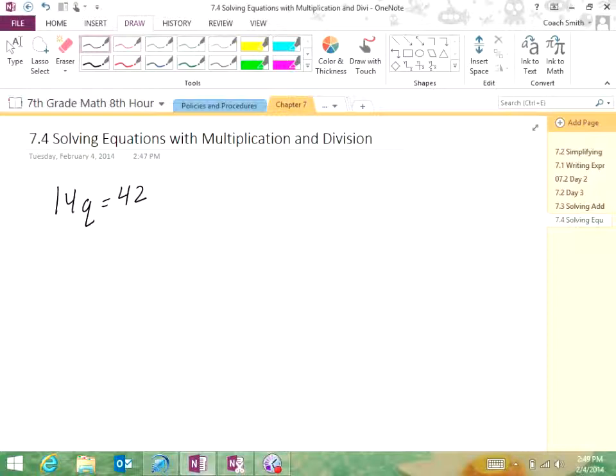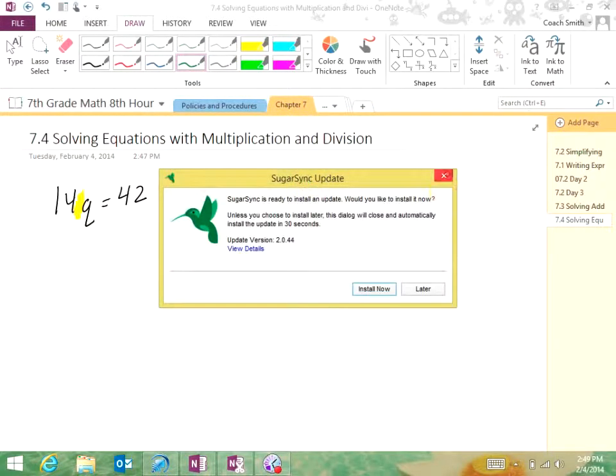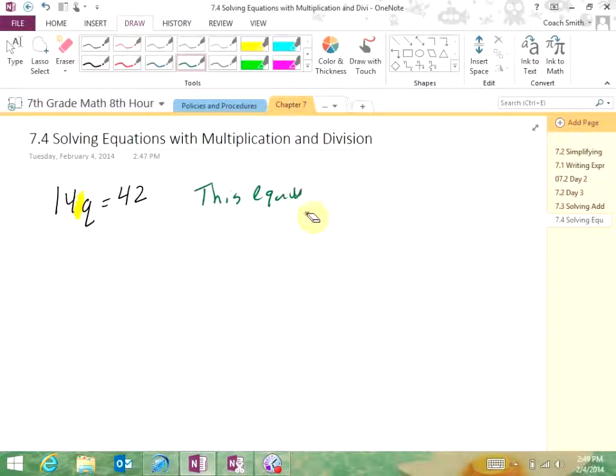7.4, solving equations with multiplication and division. This is an equation. Once again, we've talked about equations for most of the year. It is an equation that has no sign right there, so this equation, you're multiplying 14 times Q.